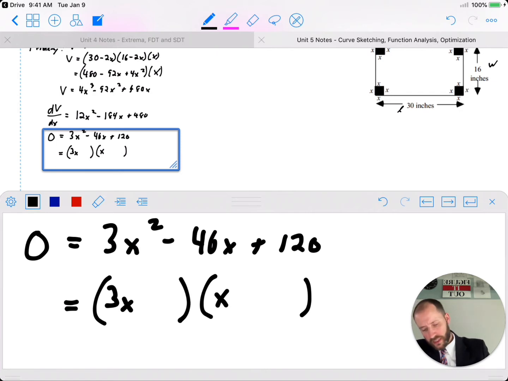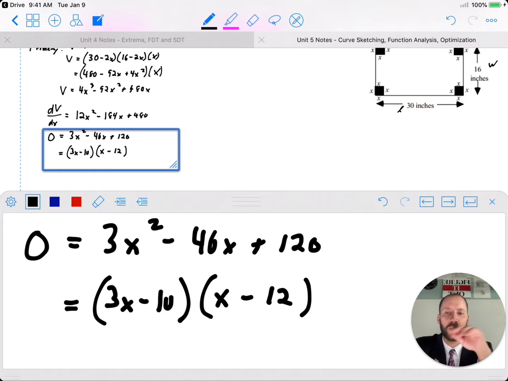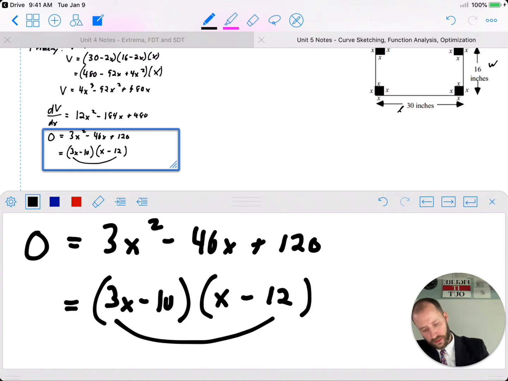So I'm thinking 10 and 12. So 10 times 12 is 120, negative 10, negative 12, multiply to 120. 3 and negative 12 is negative 36. 10x, negative 10, those would add to negative 46.